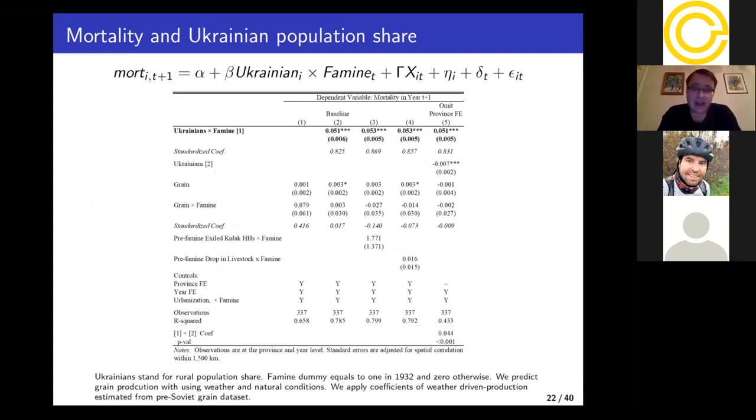Main results. As I already mentioned, we regress mortality in year t plus one on Ukrainian share times famine dummy and a set of controls, province fixed effects and year fixed effects. So we assume that the major famine happened in 1932. So the famine dummy equals one in 1932 and zero otherwise. The measure is the share of Ukrainians in the population from census data, and in the baseline specification we look at the rural share of Ukrainians because famine was mostly a rural phenomenon.